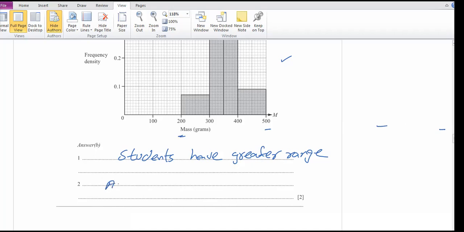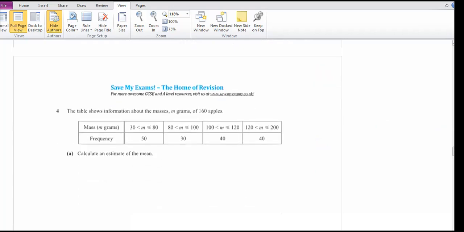So we will say adults' average mass is more. These are the two comparisons.